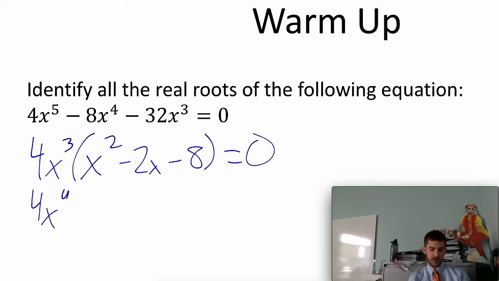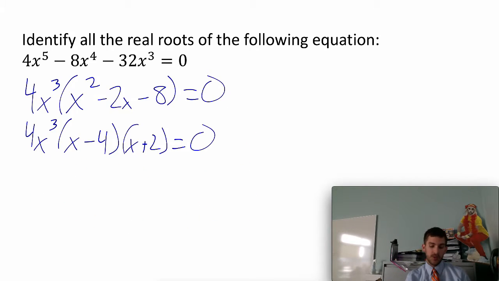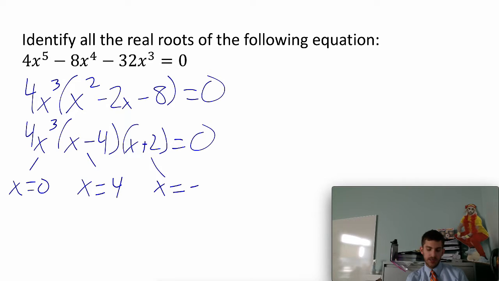Folks, we can factor that a little bit more too. We've got 4x to the third times x squared minus 2x minus 8. We're able to factor that into x minus 4 times x plus 2 equals 0. Now, folks, we're going to get 3 zeros from here. What makes 4x to the third equal to 0? That's just x equals 0. What makes x minus 4 equal to 0? That's x equals 4. And what makes x plus 2 equal to 0? That's x equals negative 2.